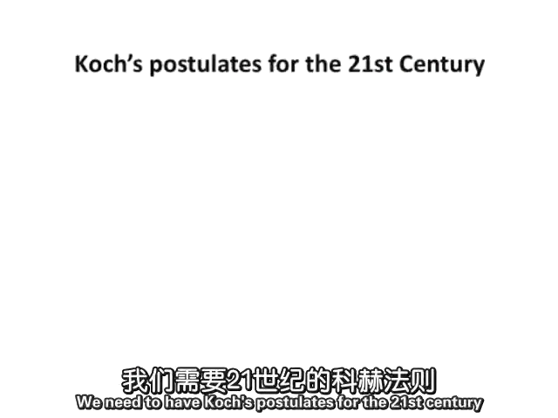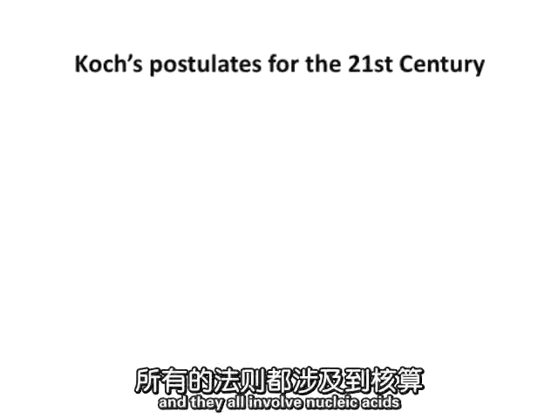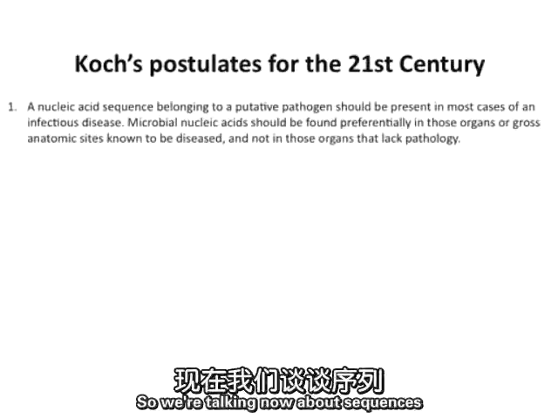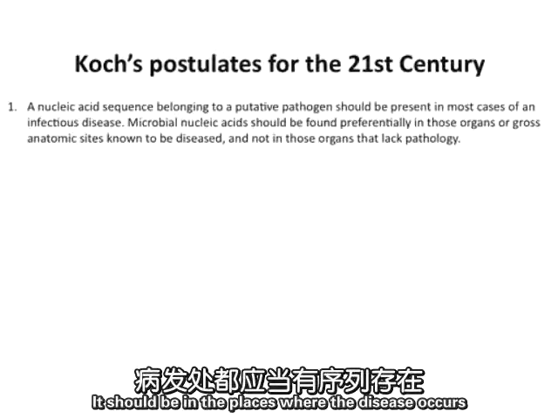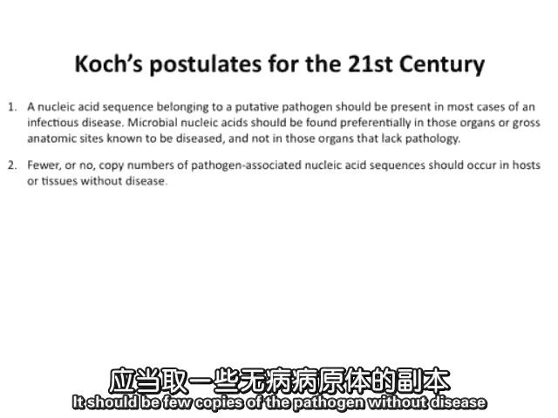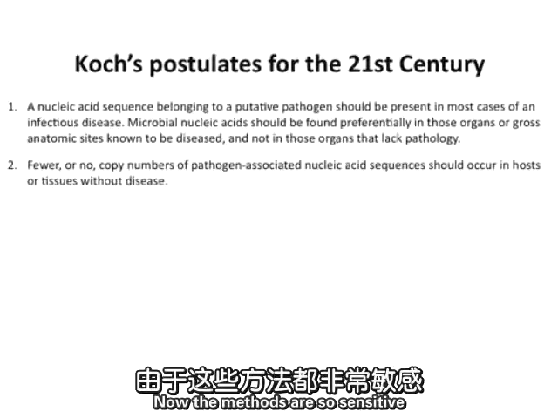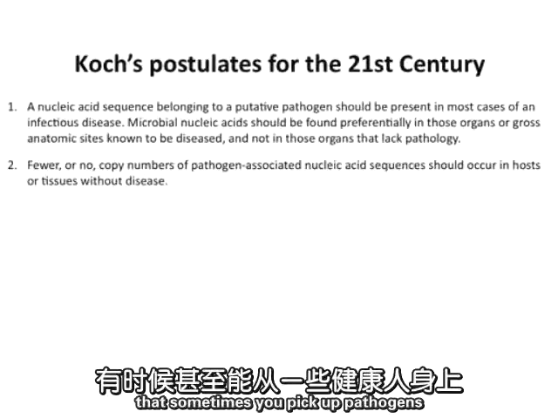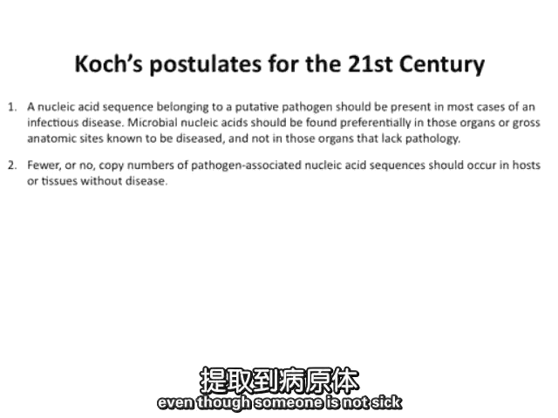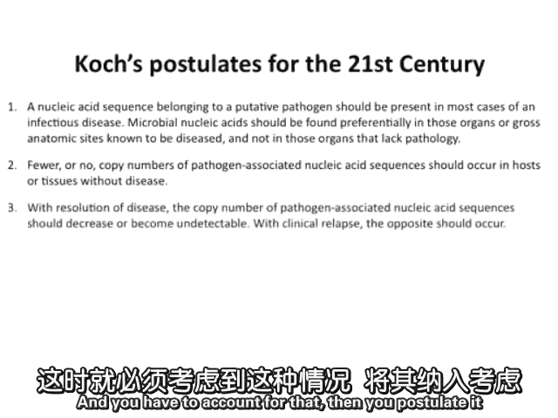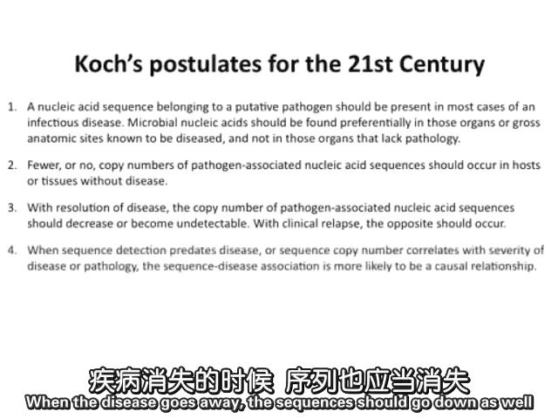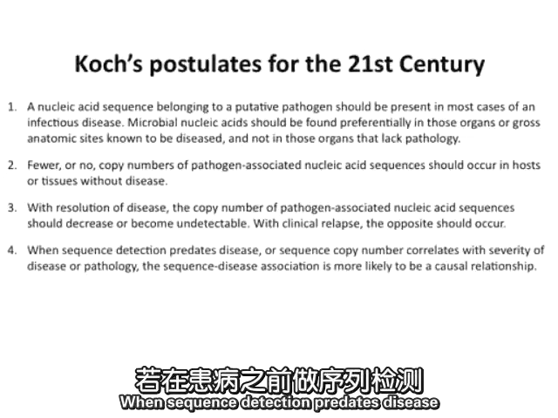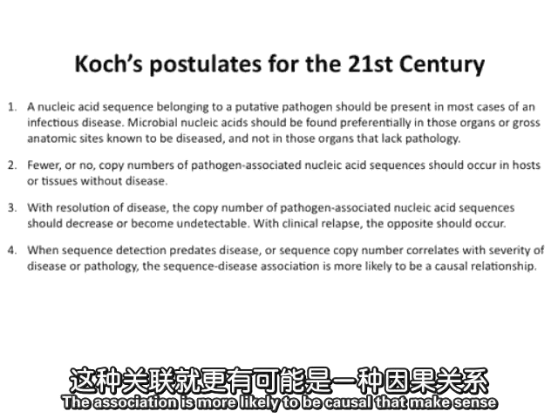We need to have Koch's postulates for the 21st century, and they all involve nucleic acids. So we're talking now about sequences. A sequence should be present in most cases of a disease, should be in the places where the disease occurs. There should be few copies of the pathogen without disease. Now, the methods are so sensitive that sometimes you pick up pathogens even though someone is not sick, so you have to account for that in your postulates. When the disease goes away, the sequences should go down as well. When sequence detection predates disease, the association is more likely to be causal.